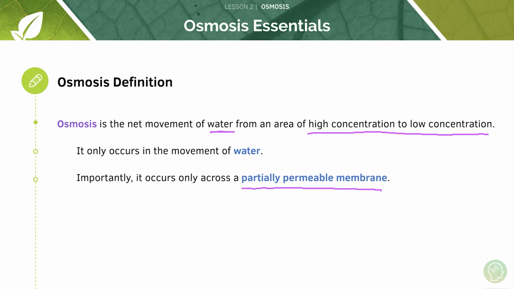So if you're asked to define this in the exam, you would say, osmosis is the net movement of water from an area of high concentration to low concentration across a partially permeable membrane. Okay, that's really, really important. Your examiners are really likely to give you marks for water, high to low concentration, and partially permeable membrane. Those would be your 3 easy marks right there.